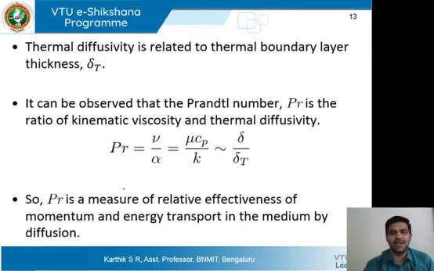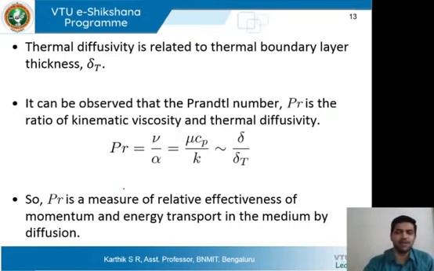So indirectly it is related to the ratio of the velocity boundary layer thickness to thermal boundary layer thickness. It's very important to recognize this ratio. It's the measure of relative effectiveness of momentum and energy transport in the medium by diffusion. So this is the actual definition of Prandtl number.